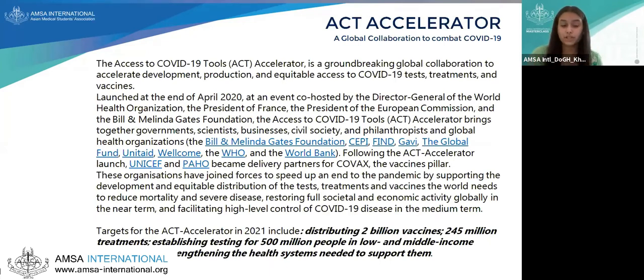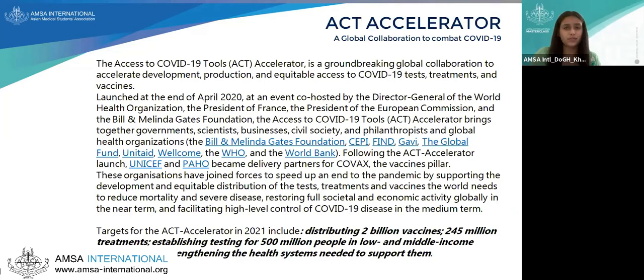Sharing one of the major global collaborations during COVID-19 is the ACT Accelerator. ACT is a short form for the Access to COVID-19 Tools. It was a groundbreaking global collaboration aimed to accelerate development, production, and equitable access to COVID-19 tests, treatments, and vaccines. Launched at the end of April 2020 at an event co-hosted by the Director General of the WHO, Presidents of France, the European Commission, and the Bill and Melinda Gates Foundation, the ACT brings together scientists, governments, businesses, civil society, philanthropists, and global health organizations working together.